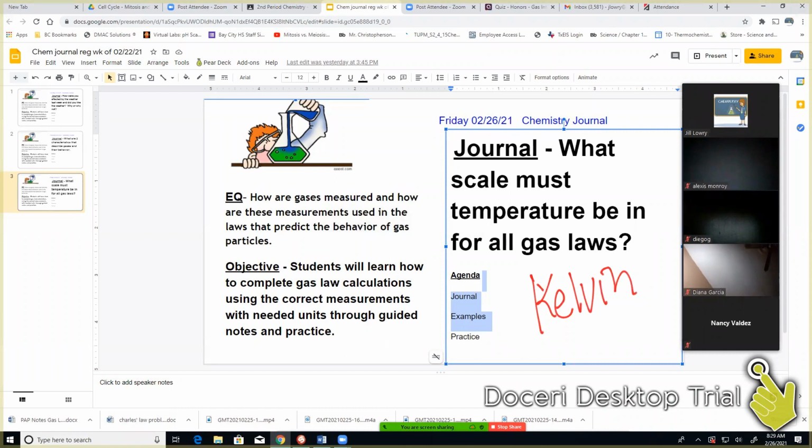And it's real easy whenever we start doing these, if it's given to you in degrees Celsius, you just add 273 to it to change it to Kelvin. So it's going to be a really easy conversion as we do some of those problems.